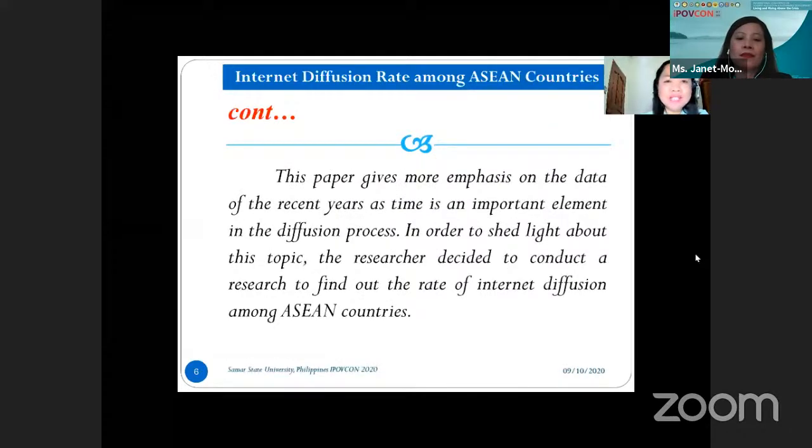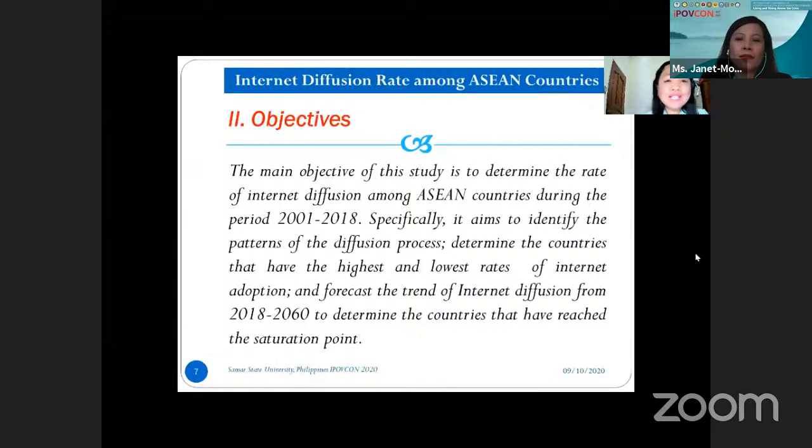This paper gives more emphasis to the data of recent years, as time is an important element in the diffusion process. In order to shed light on this topic, the researcher decided to conduct a study to find out the rate of internet diffusion among ASEAN countries. The main objective of this study is to determine the rate of internet diffusion among ASEAN countries during the period 2001 to 2018.